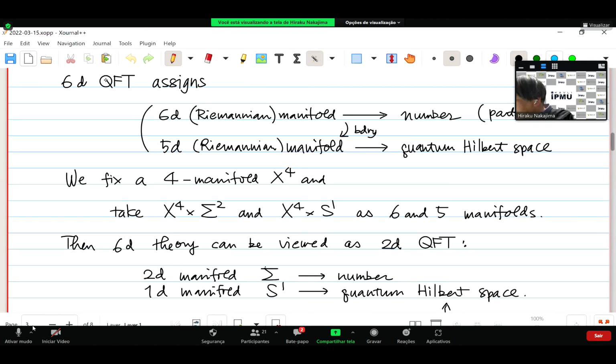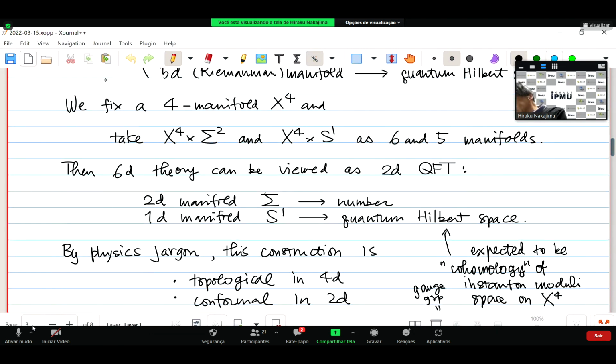And I pick a 4-manifold and consider X4 times Sigma 2 and also X4 times S1. So I'm talking about a vertex operator algebra, which is of course defined on a vector space. So this is assigned to X4 times S1. Of course, we can consider a disjoint union of S1, but it's just a tensor product, so nothing new appears. But you could ask what kind of number you could compute from Sigma.